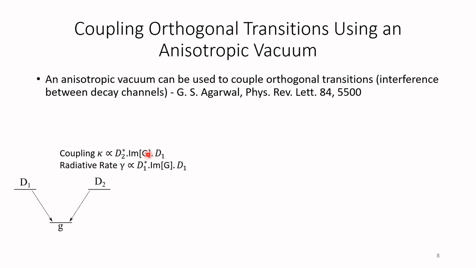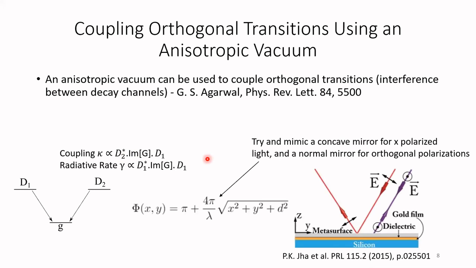And in an isotropic vacuum, this vacuum field will mimic the polarization of D1, and hence the coupling D2 dot D1 will always be 0, and there will be no coupling. But now in an anisotropic vacuum, essentially what we're doing is making sure that the vacuum field doesn't mimic the polarization of the excited dipole, and hence D2 dot D1 isn't 0. And okay, how do we do this now?